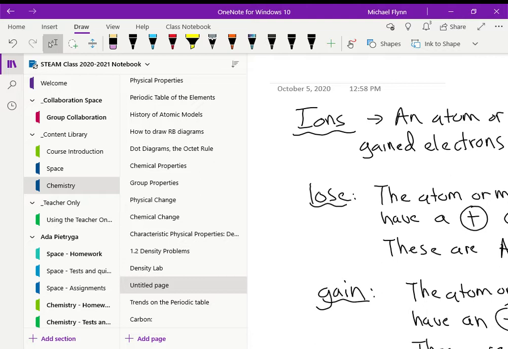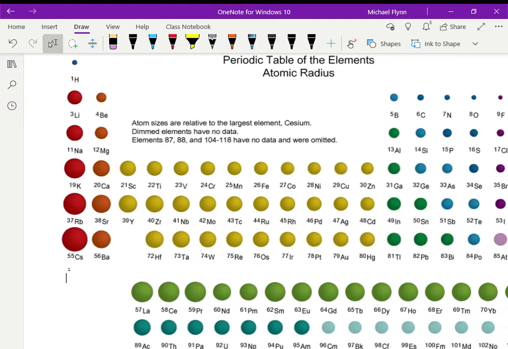Now there are some radioactive elements, like americium, a very heavy element on the periodic table, that will lose protons and neutrons in a process called alpha decay. But we'll talk more about those things in a future science class, okay? All right. Now let's move on and let's talk about some trends on the periodic table.